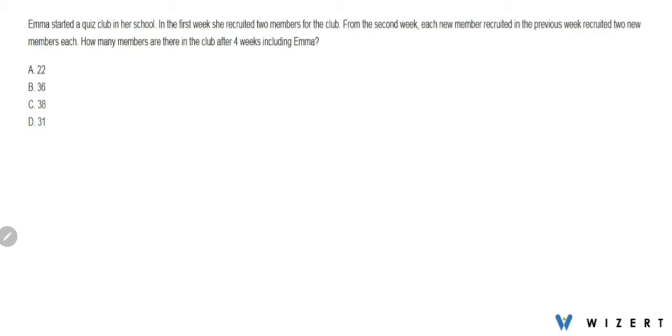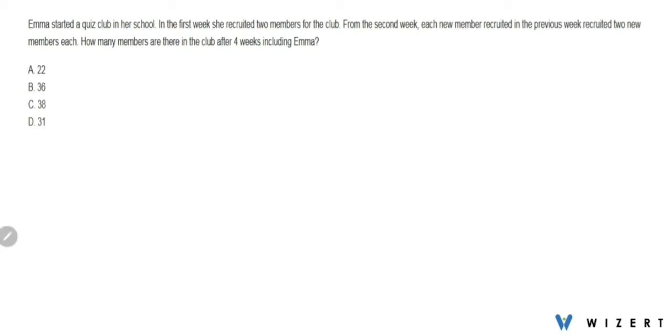Emma started a quiz club in her school. In the first week, she recruited 2 members for the club. From the second week, each new member recruited in the previous week recruited 2 new members each. So, how many members are there in the club after 4 weeks, including Emma? We have to find out.